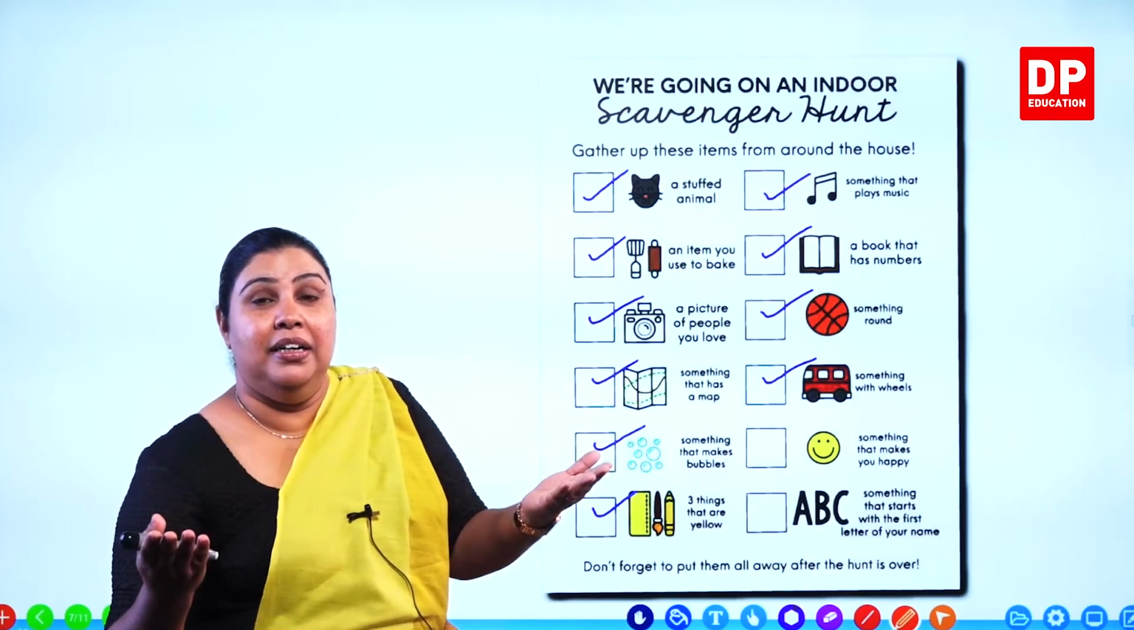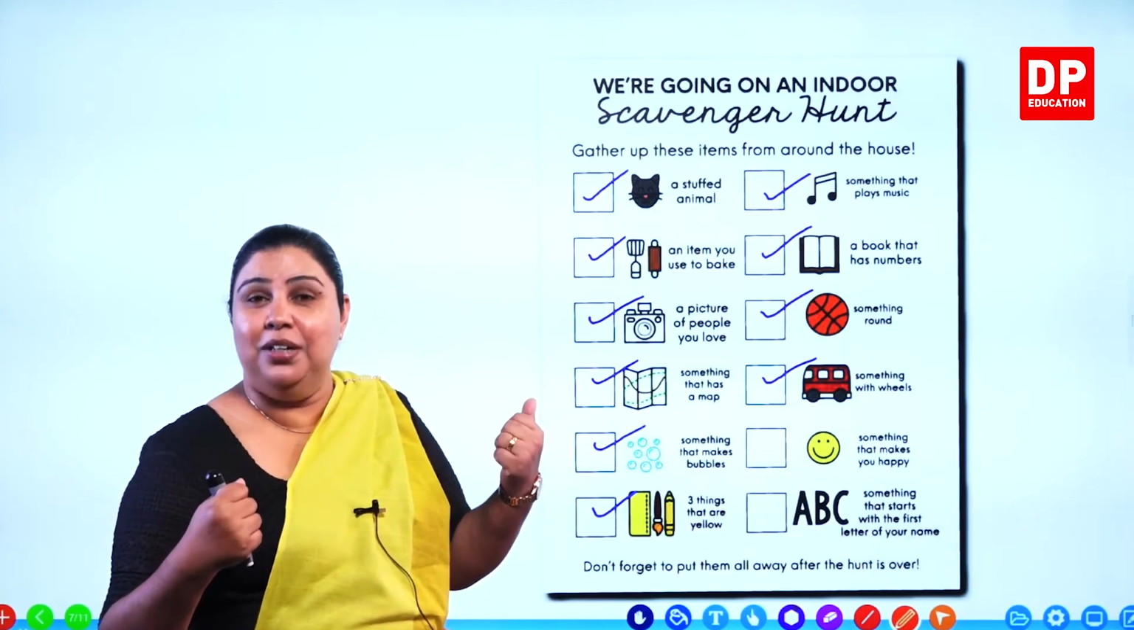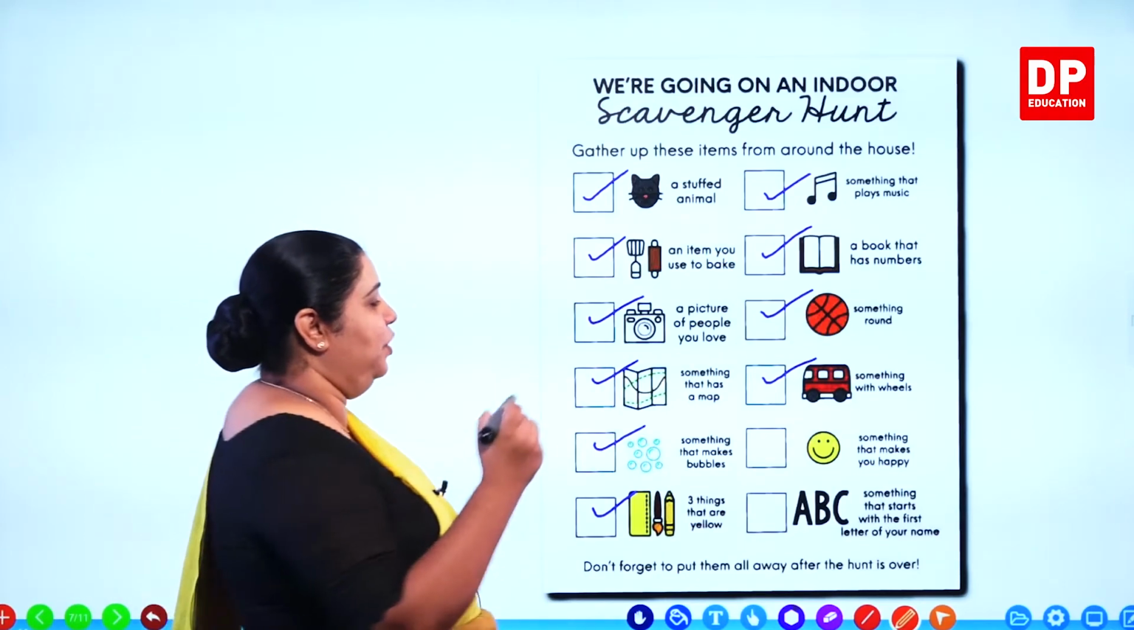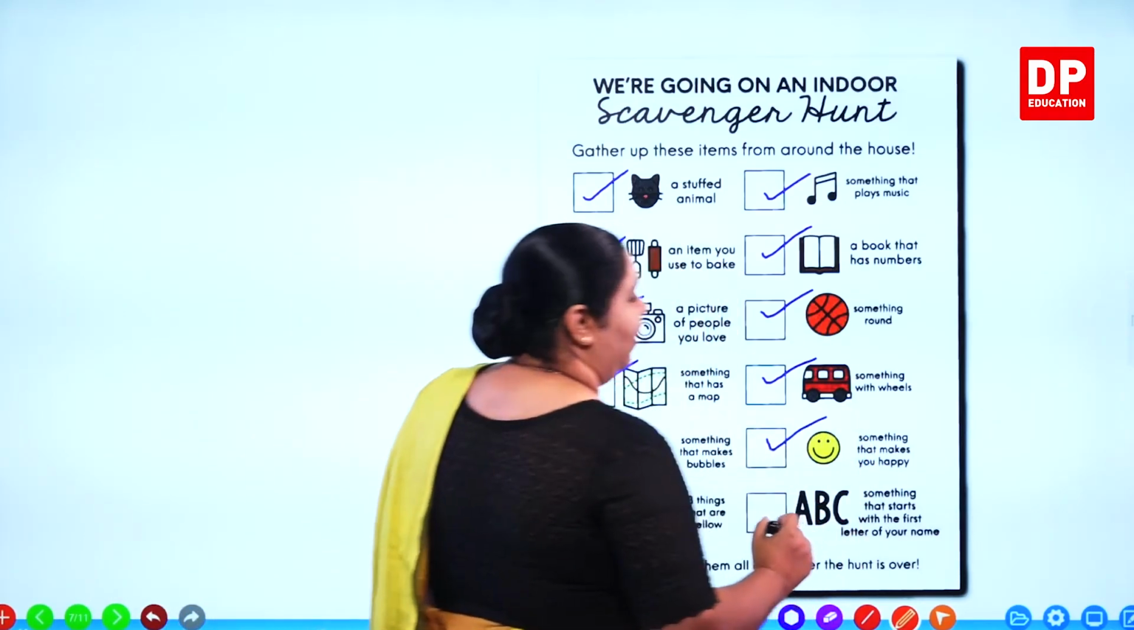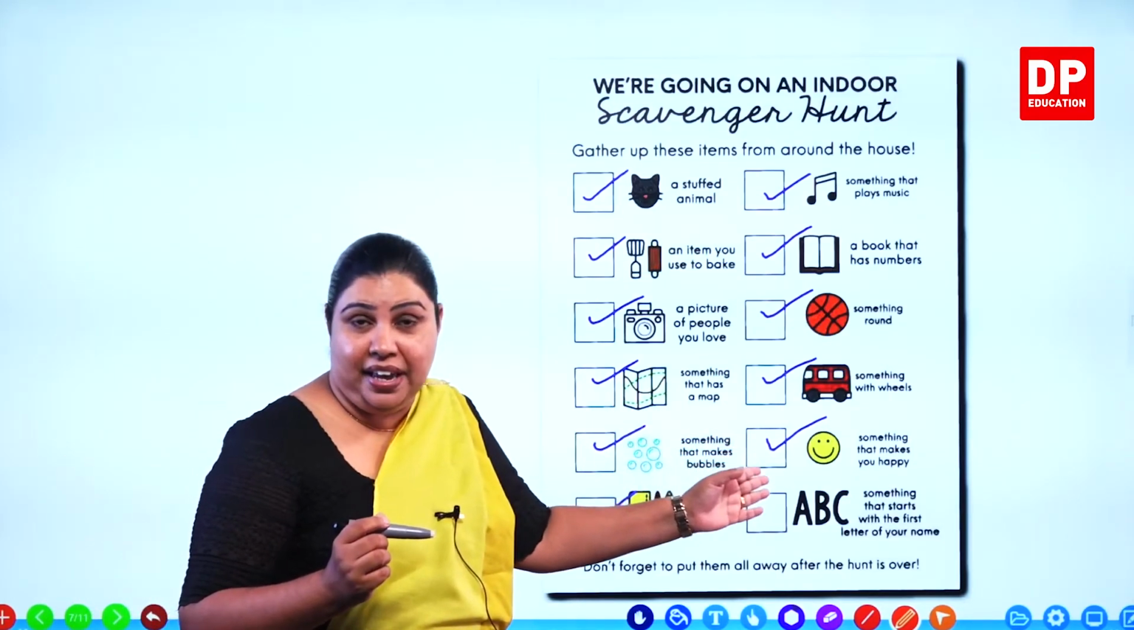Maybe a color pencil box, maybe a book that you will feel happy looking at. So something like that you can have as your scavenger hunt clue or in your scavenger hunt list.